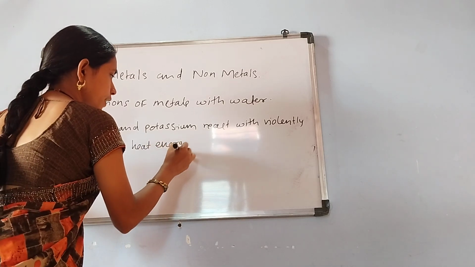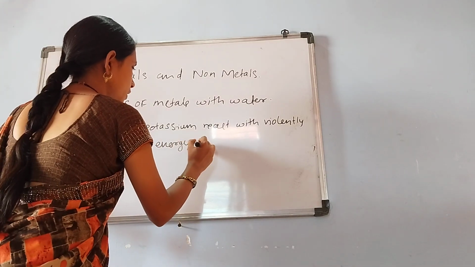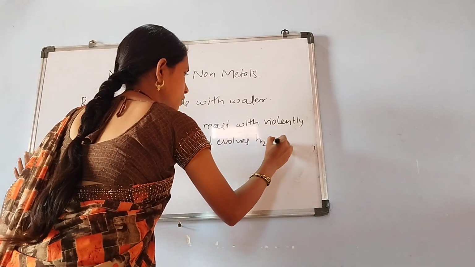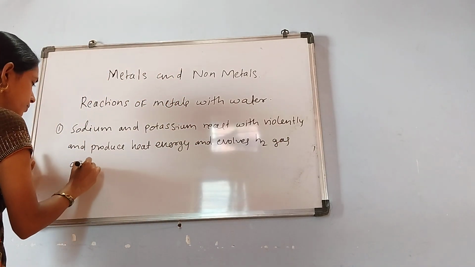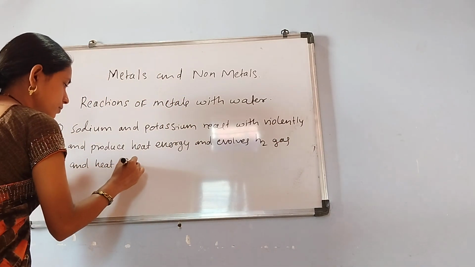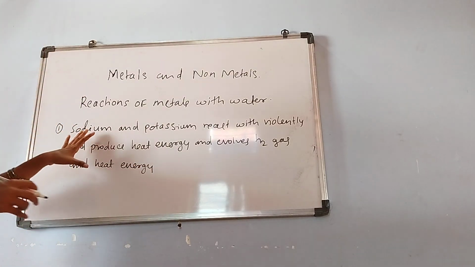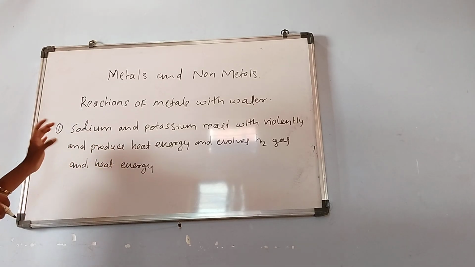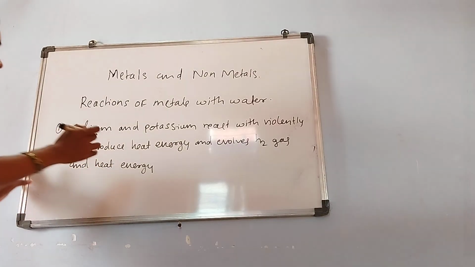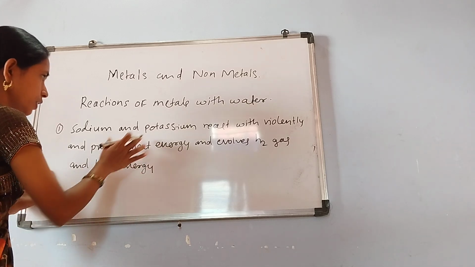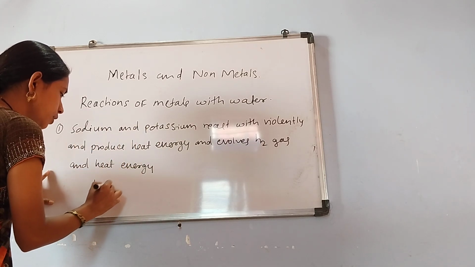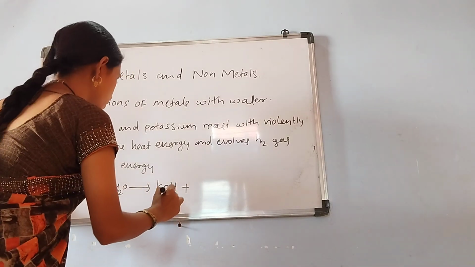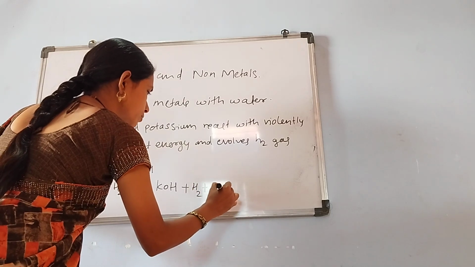So we call it an exothermic reaction, and it evolves H2 gas and heat energy. That is the reason sodium and potassium are not kept in water. Sodium and potassium are always kept in kerosene oil. Why? To protect from explosion. We can take either sodium or potassium: potassium plus water gives potassium hydroxide plus H2 plus heat energy.